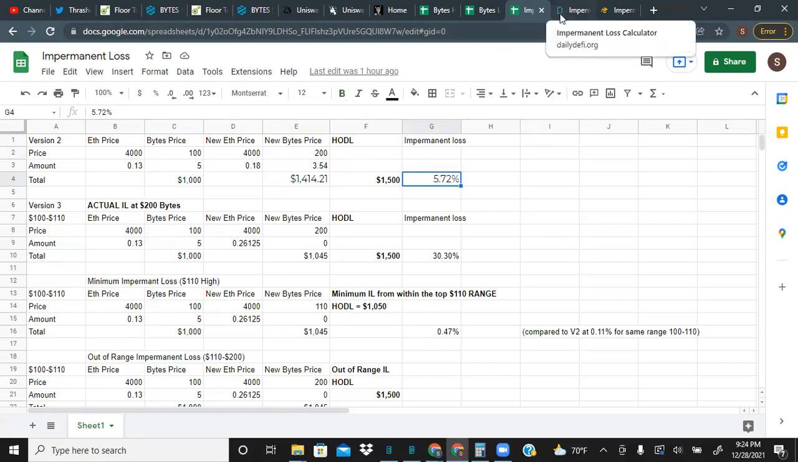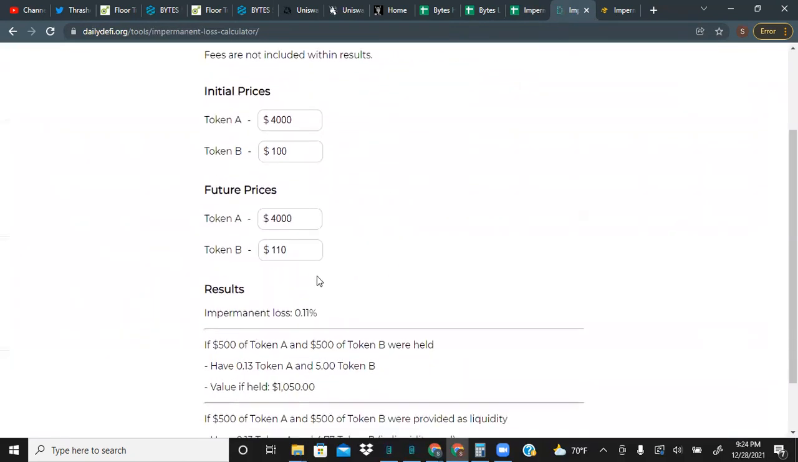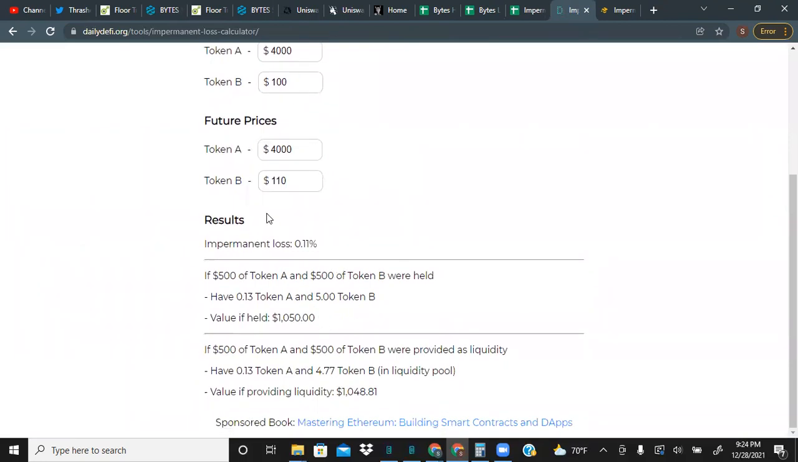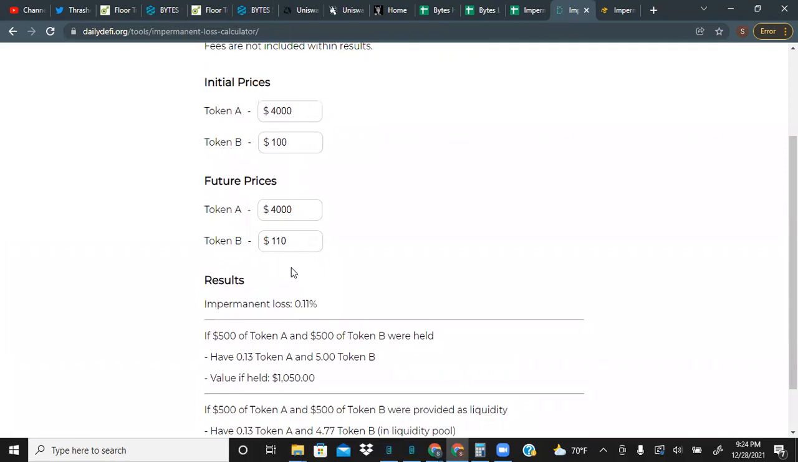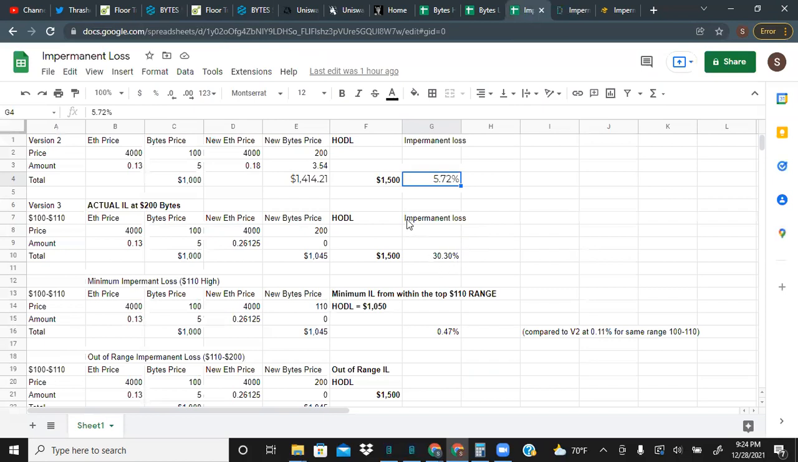Now you can also just use a simple calculator. These are all over the web. Pretty simple, and it will calculate the impermanent loss for you. And as you can see, with a 10% increase, the impermanent loss is a fraction of a percent. So as I said earlier, it's really not that big of a deal, but it is something that you do need to calculate.